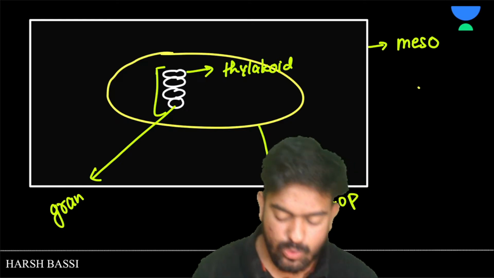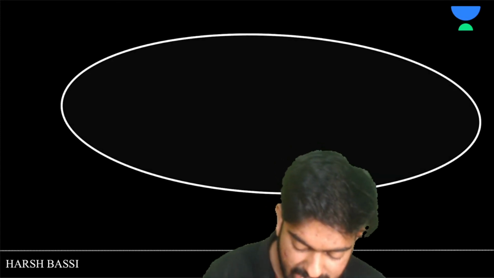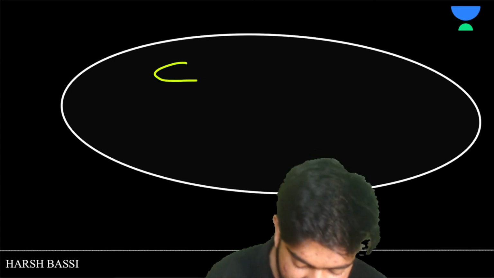So now what I am going to do is that I am just going to take the thylakoid and the chloroplast. This is the chloroplast, and inside the chloroplast what we are having? A thylakoid, and we are going to understand the Calvin cycle here only.